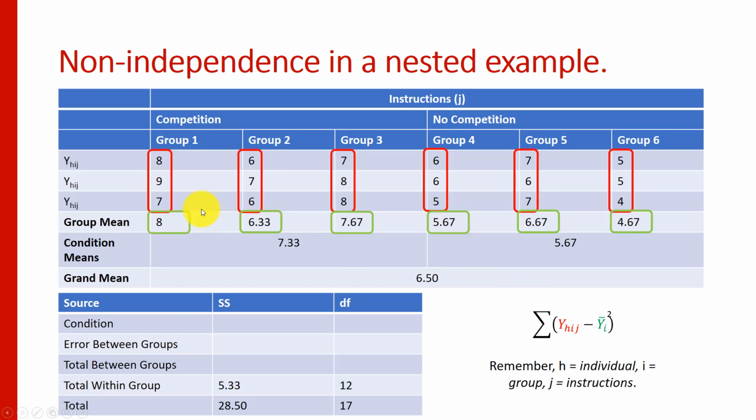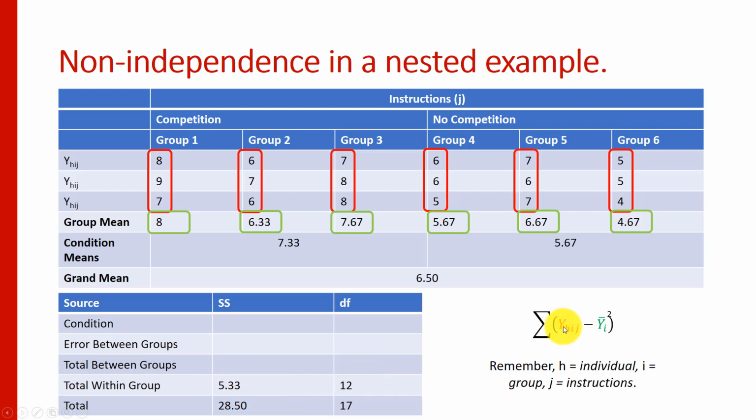Next, what we're going to do is take each individual score within a group and subtract it away from its group mean. This is going to tell us about the total variation within groups. So of this 28.53 squared errors, how much is due to variation within our groups?